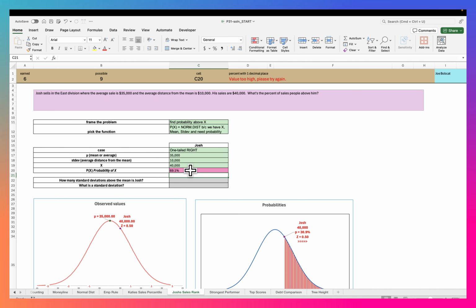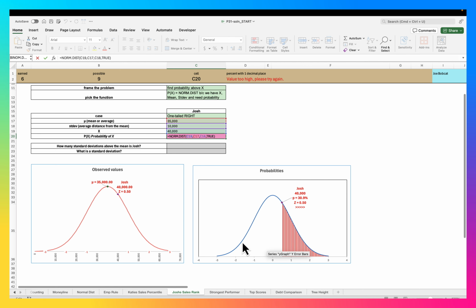Made a mistake. Value too high. Why is it too high? Okay, so the reason it's too high is that we want the area to the right of it. So this gave us a percentage, but norm.dist gives the percentage to the left. In other words, in this diagram, it would be all the white area in here. But we actually want the red area.